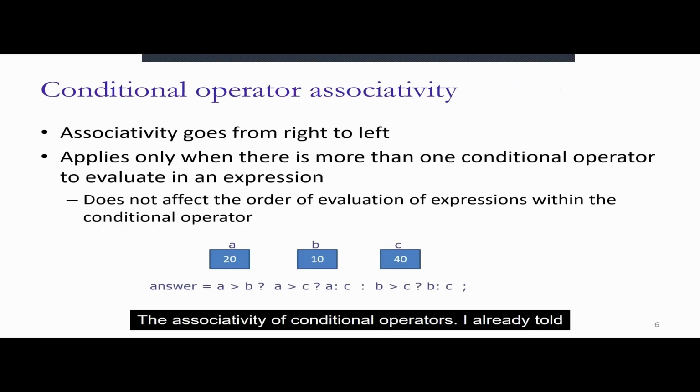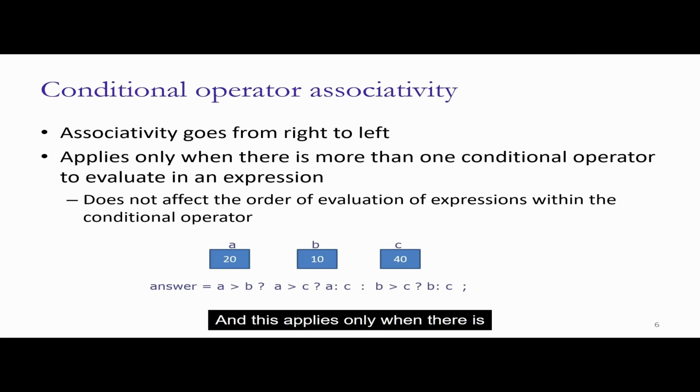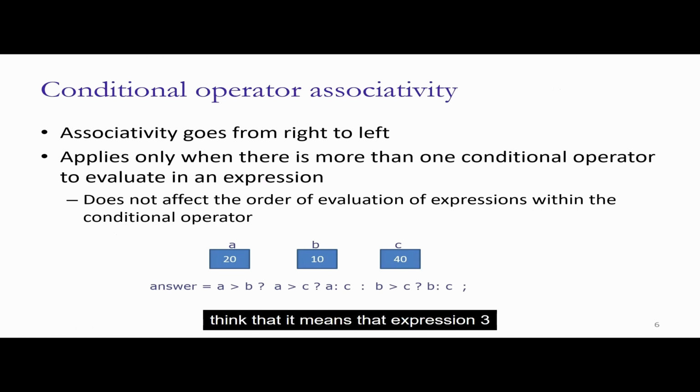The associativity of conditional operators, I already told you, goes from right to left. And this applies only when there is more than one conditional operator to evaluate in an expression. So when you look at a conditional operator, you always see that there are three expressions. And when I tell you that the associativity goes from right to left, don't think that it means that expression 3 is evaluated before expression 2. No, that's not what I mean.